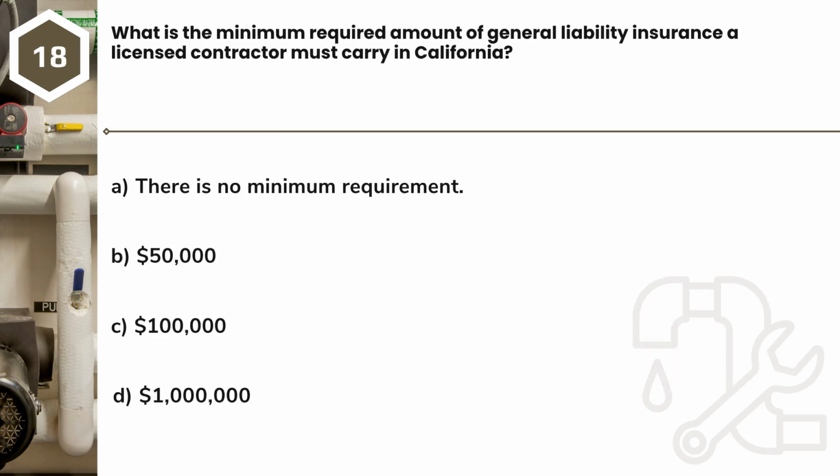Question 18. What is the minimum required amount of general liability insurance a licensed contractor must carry in California? A. There is no minimum requirement. B. $50,000. C. $100,000. D. $1 million.